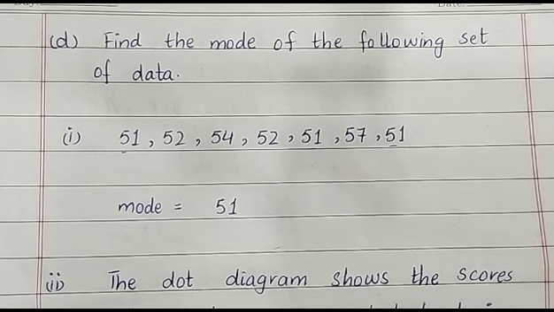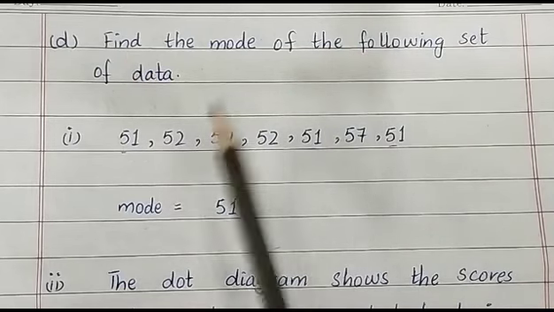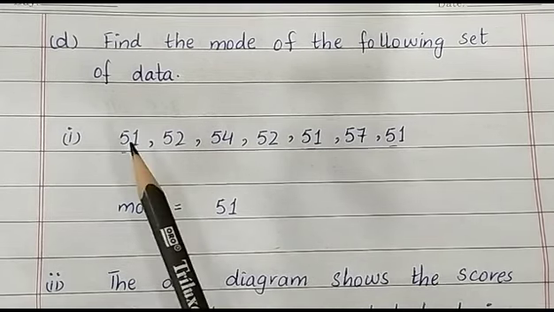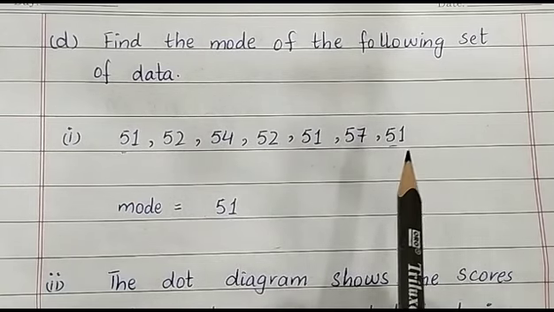of class 7th. Let's read the question first. What you are going to do, you are going to find the mode of the following set of data. As you have already solved the mean, similarly you are going to find out the mode of the following set of data. So what is the data that is given? 51, 52, 54, 52, 51, 57 and 51.